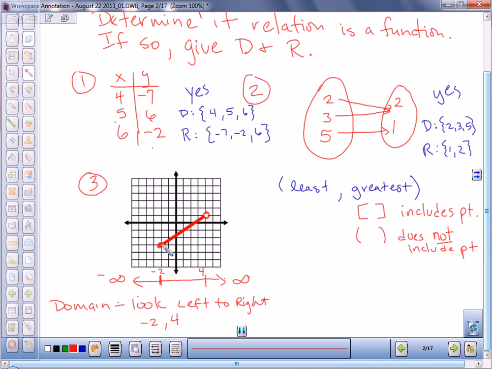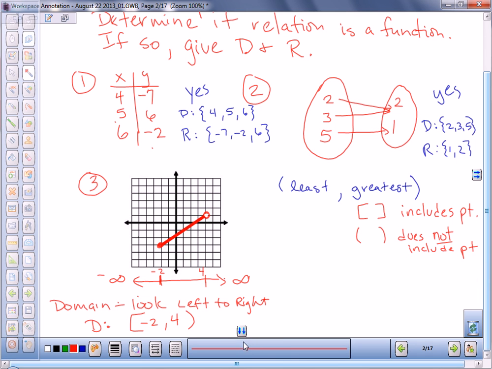Okay, is this point here included? Is this x value included? Yes. So the domain of this one would start with a bracket. Does it include this point? No. So it's going to end with a parenthesis.